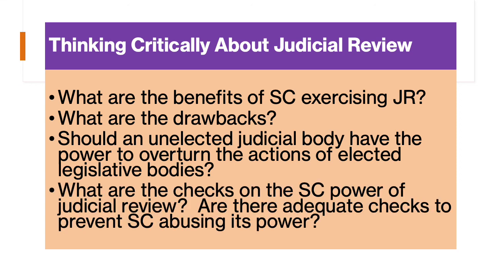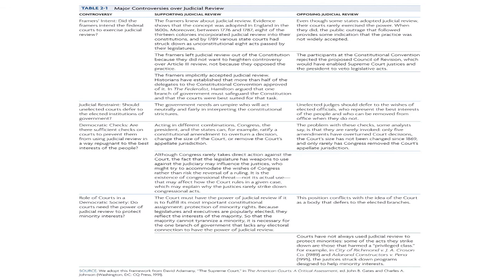So think about the implications for that. And think about, are there any checks on the Supreme Court power of judicial review? If the Supreme Court rules that a law is unconstitutional, is there any check on the power? And are there adequate checks to prevent the Supreme Court from abusing its power? And let me just draw your attention to the tiny print here. I'm not expecting you to read that, but there is a whole table in your textbook that does a really good job of looking at the pros and cons of judicial review.